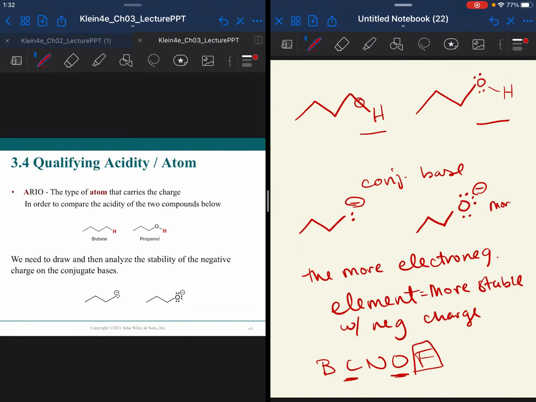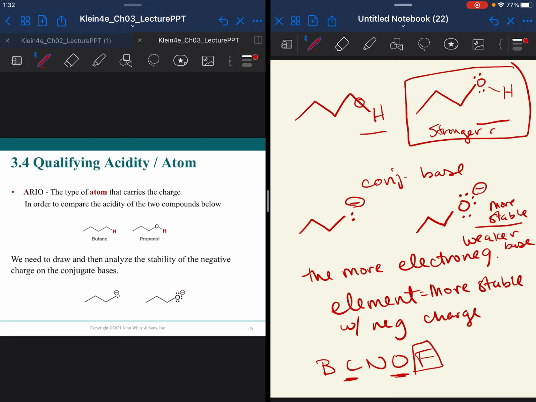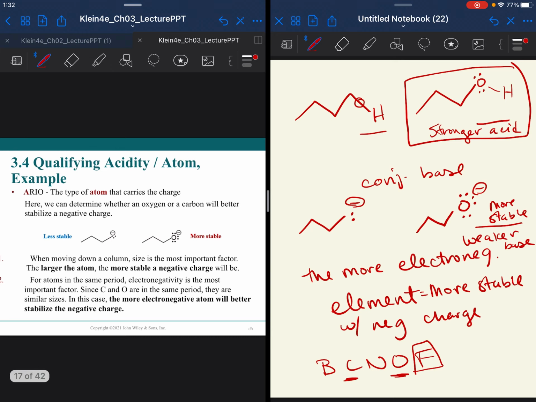This one is more stable, right, with that negative charge. And this is going to therefore be the weaker base. The weaker base came from the stronger acid. So in this case, propanol is more stable than butane, right? And that's the same thing as described here. Now, what's really important to note, this works.